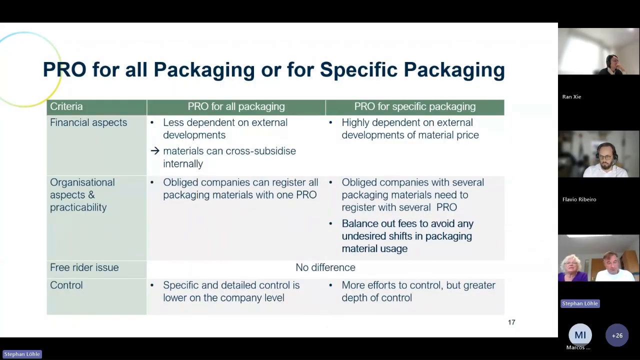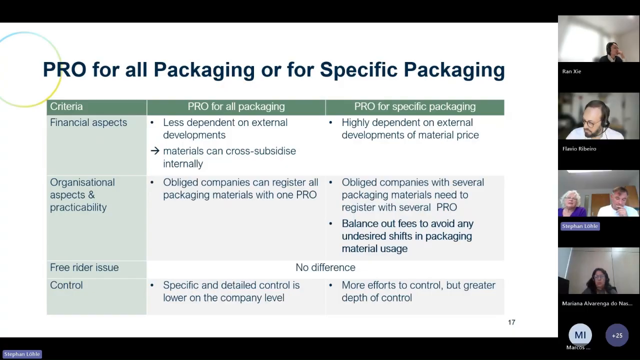In Spain, they have two different PROs, one for lightweight packaging and one for glass. This is possible because for glass, it is a totally different infrastructure. And if the infrastructure is absolutely different, then it's possible to have one PRO for lightweight packaging and one for electronic equipment. You would not do it in one.